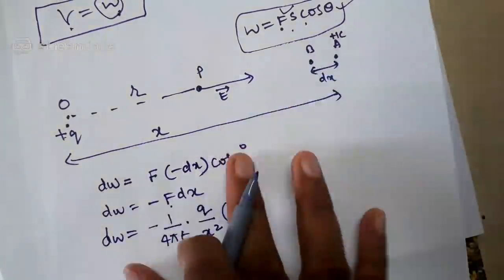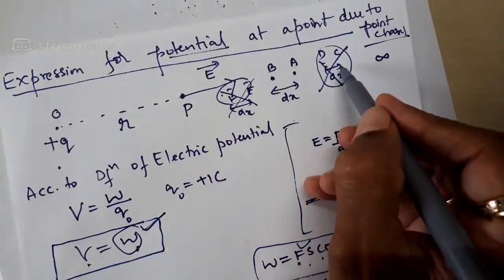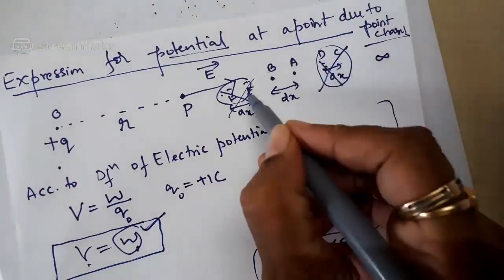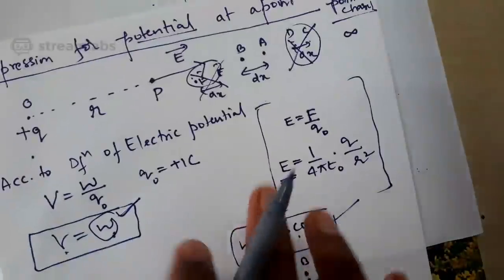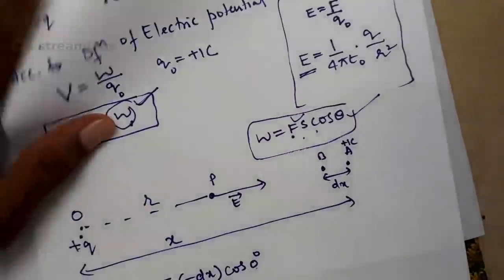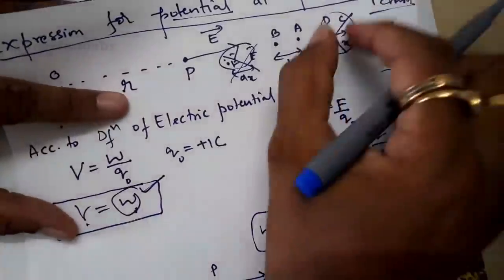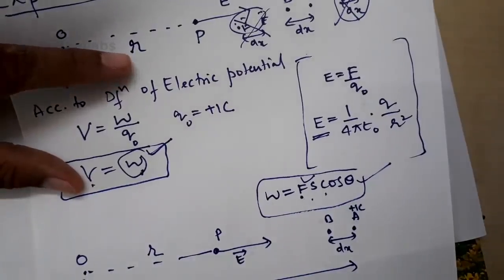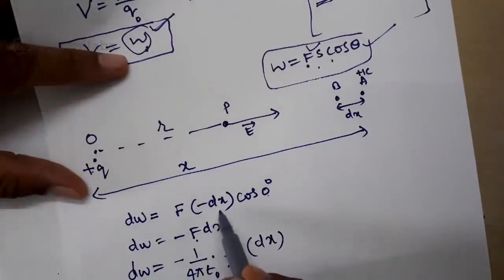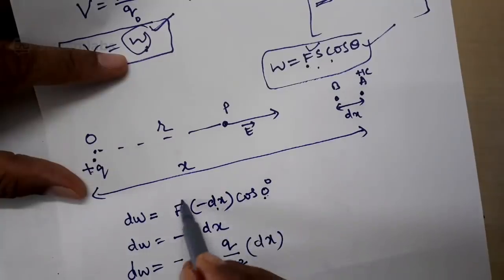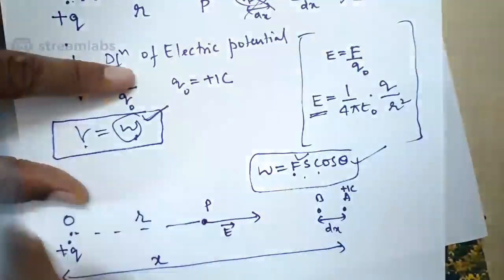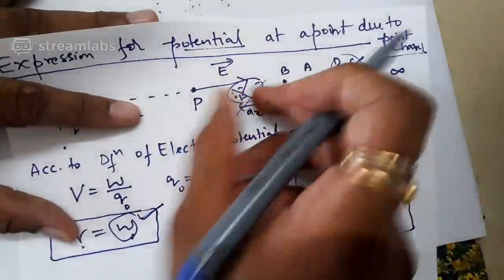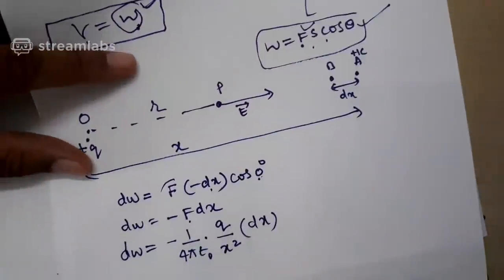You implement this idea for various other points, like when moving a plus 1 coulomb charge from C to D, E to F. Don't you think in each case there is some small work done dW? Whether all the dW's are the same, that is my question. Obviously not. Why are the dW's not the same? dx may be the same, theta is 0, but F is not the same. F will be a different value for different cases. F here is one value, F here is a different value. So F is not the same.